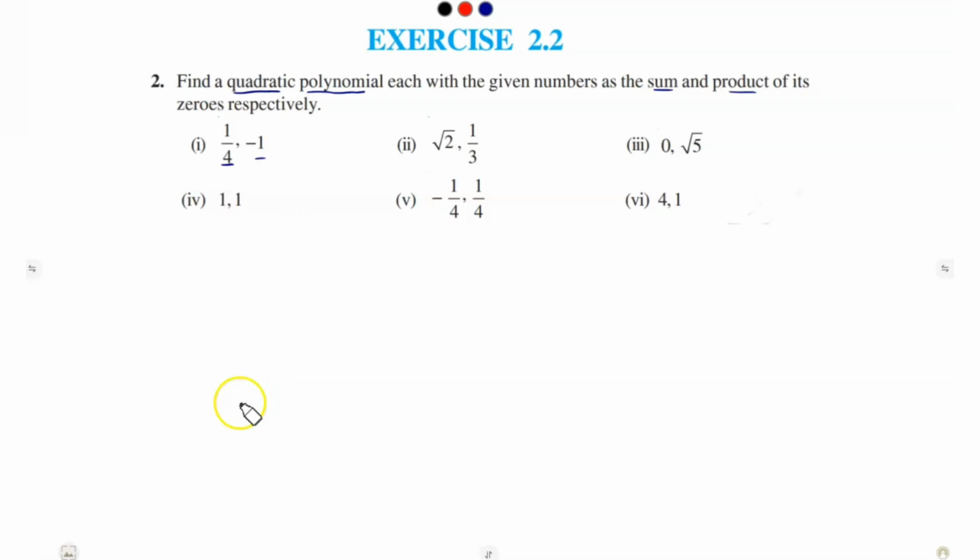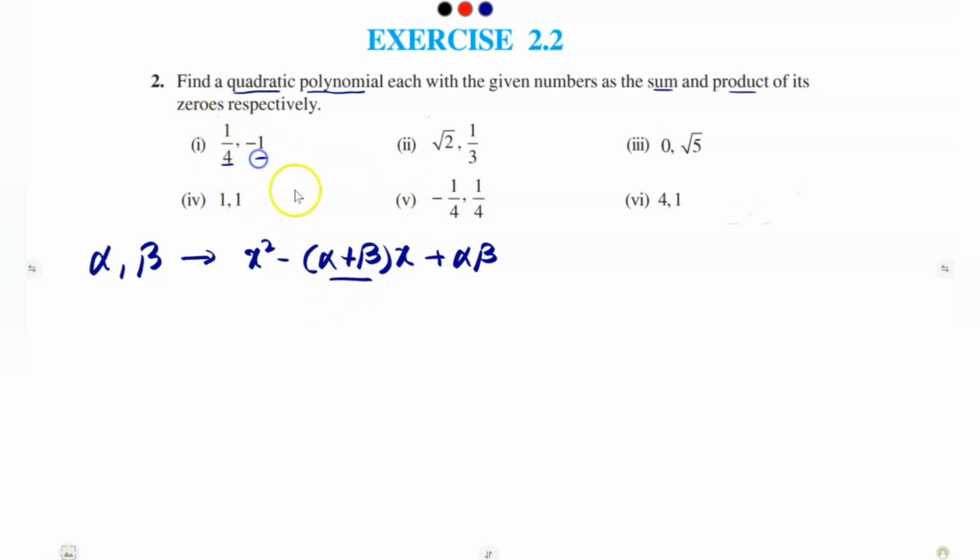So if alpha and beta are the zeros of a polynomial, then the general form of the polynomial you can write as x square minus (alpha plus beta) times x plus alpha times beta. This is the general form of the quadratic polynomial where alpha and beta are the zeros. So every time, the sum of the zeros you can substitute here and the product of the zeros you can substitute here and get the polynomial ready. Right? Let us start with the first question.